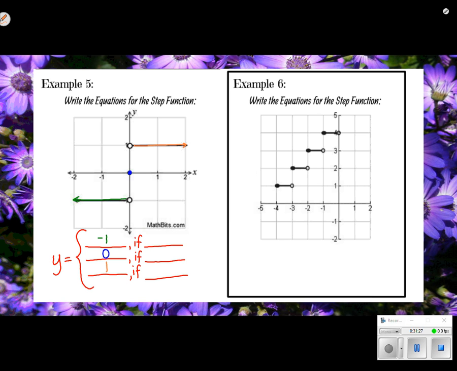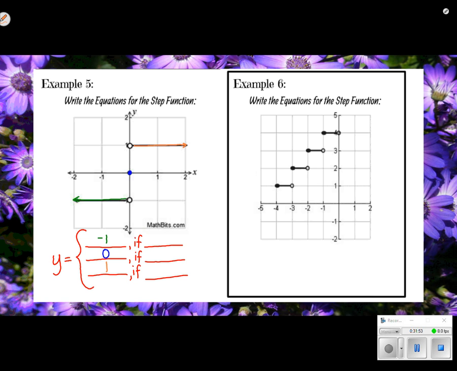But that's the first thing that I would do. At the very least, get the y values in there. Now, it doesn't matter the order. I usually like to start from the bottom and go up, but the order doesn't matter, as long as you have each piece represented, and then you have each component with its x intervals. Where does it start? Where does it stop?